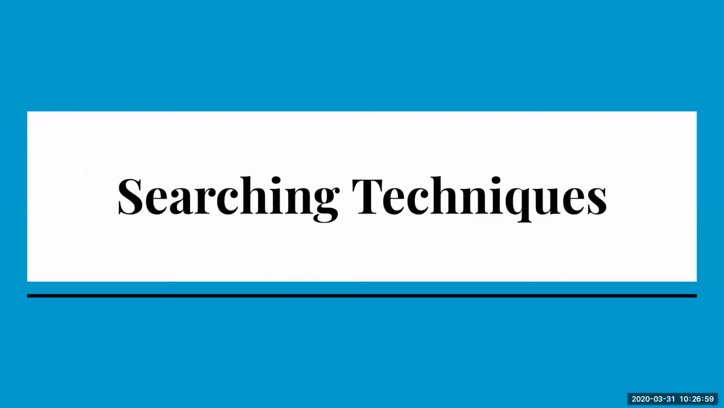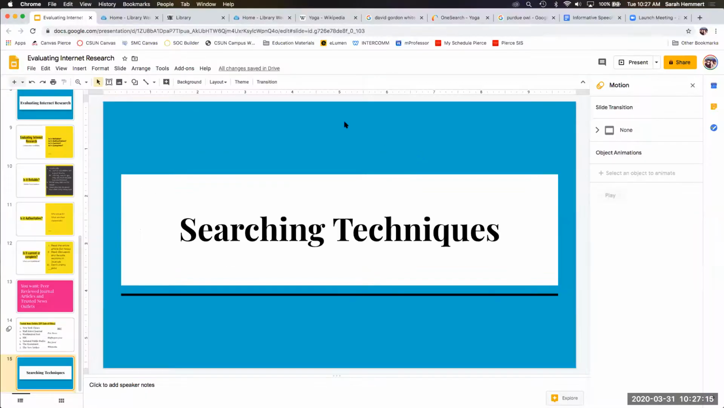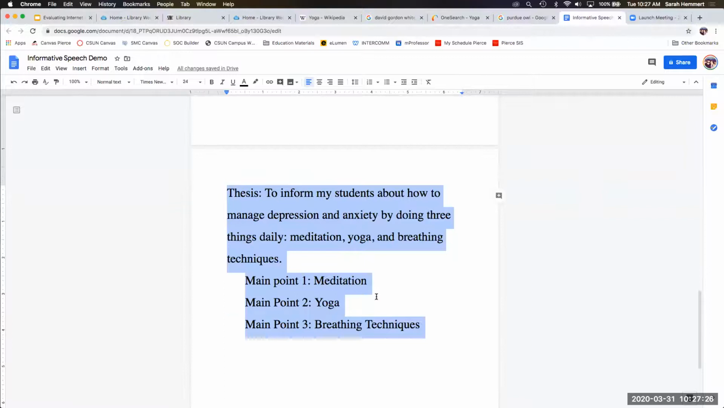Okay, so those are how we tell whether the information we're looking for is credible, is current, and so on. Now we want to look at how it actually works when we're searching online. So here are some techniques. Now we're going to use my example of how to reduce stress and anxiety in college students by using my 3 main points here: meditation, yoga, and breathing techniques, just so you can use it as an example for how you might do some research. So let's start with, let's just say yoga, right?